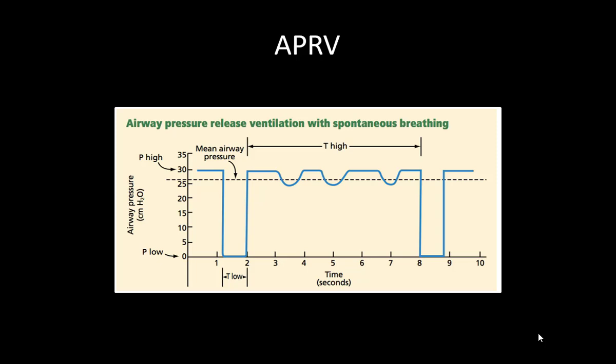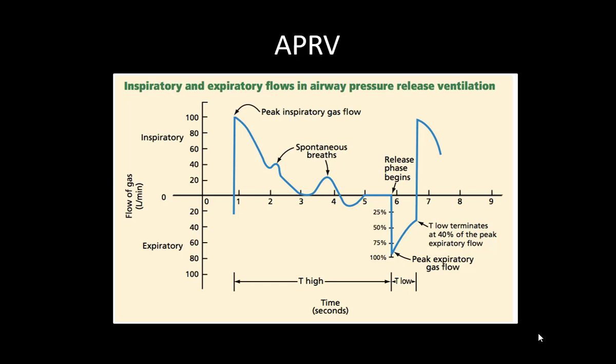So as you can see, P high is around 30, mean airway pressure is around 25. So at 25 mean airway pressure, good oxygenation takes place. This is the flow dynamics of the APRV. As you can see, this is the peak inspiratory flow, and then there are certain inspiratory breaths. Why is this flow coming down? Because the chest is already inflated, so flow is less.